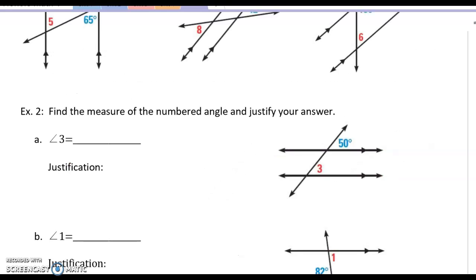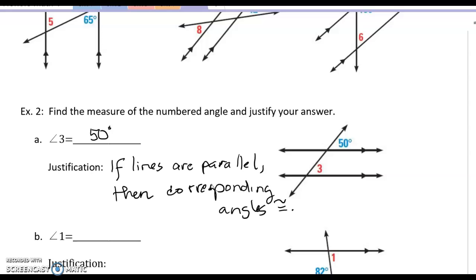Let's take a look at example 2a. We have parallel lines being intersected by a transversal. Angle 3, we're going to say, is equal to 50 degrees. But what is our justification? It's if a transversal intersects parallel lines, then the corresponding angles are congruent.